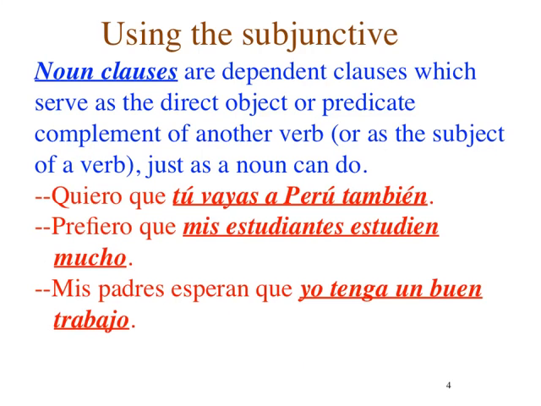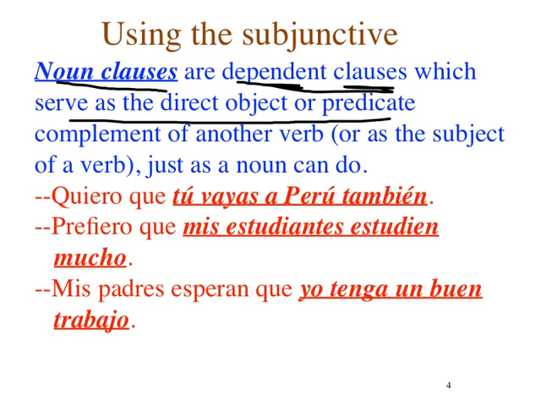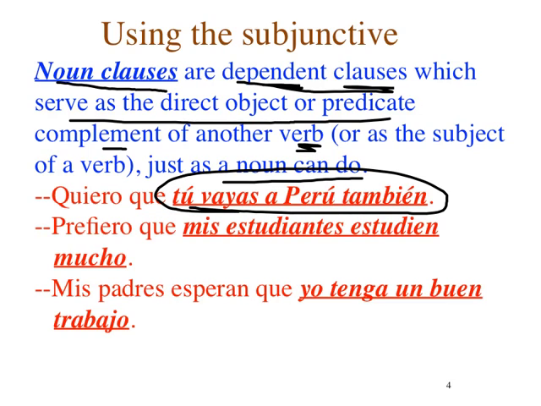Now some of our uses of the subjunctive, and we're going to learn the first one today, involve noun clauses. And noun clauses are dependent clauses. Remember, we have a main clause and a dependent clause, or an independent clause and a subordinate clause, which serve as a direct object or predicate complement of another verb, just as nouns do. For example, quiero que, I want that, or better yet, I want what? That you go to Peru. This is our noun clause.